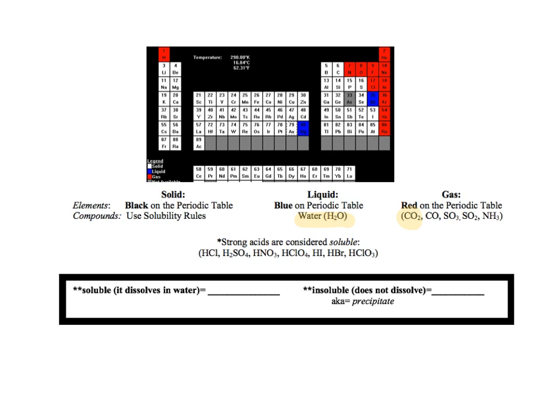Now, compounds. Compounds can be solid or aqueous. Most compounds are either one or the other, and you have to use something called solubility rules to figure that out. We'll talk about that in a minute. And strong acids are also all considered soluble. At this point in time, you don't need to worry about memorizing all of those acids. Just recognize that most of the acids you're going to see at this point are going to be soluble in water. So if something is soluble in water, that means that it dissolves.